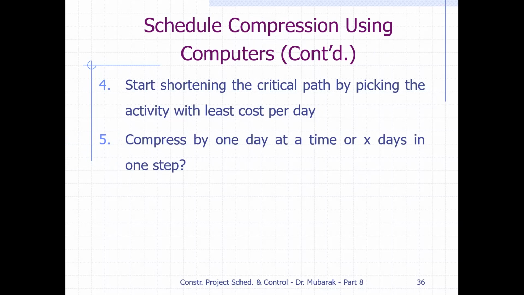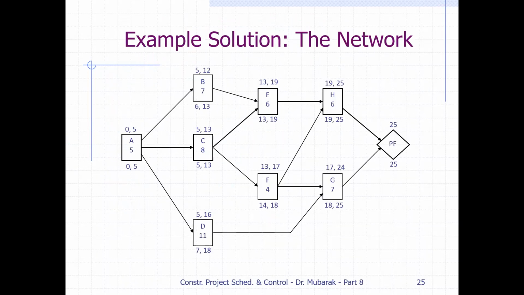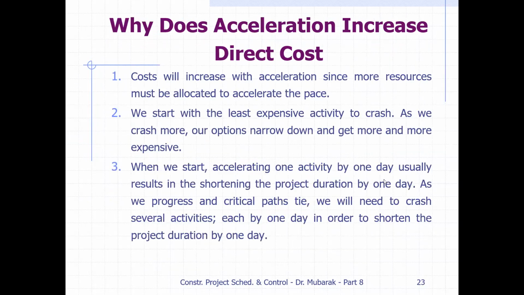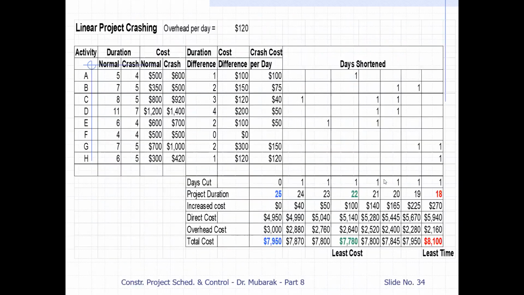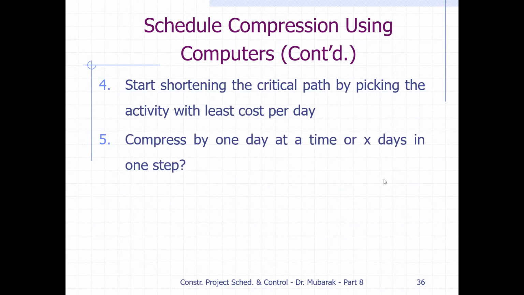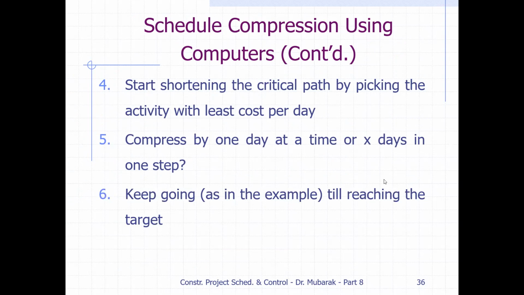Just like you have seen in previous examples, here we can reduce 2 days. Usually it's better to go 1 day each time, so you will not make a mistake. But if there is a clear indication, at a time you can also cut 2 days. So this is what he mentions here: compress 1 day at a time or a number of days in one step. Keep going as in the example till reaching the target, where we want to go.